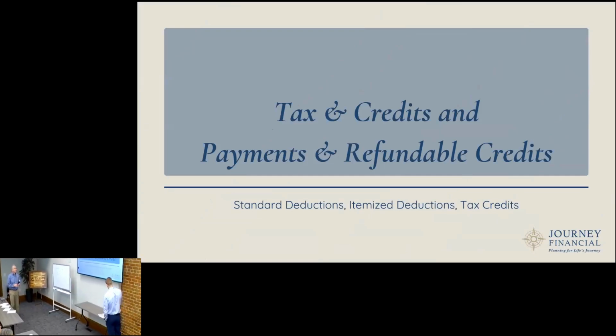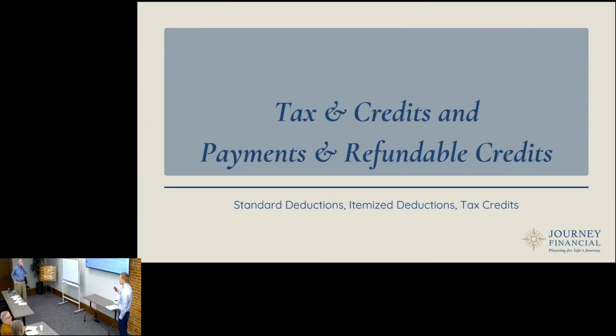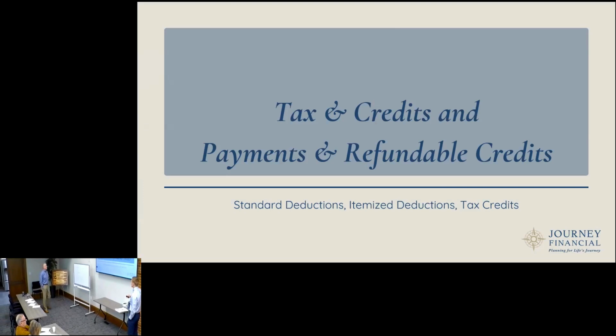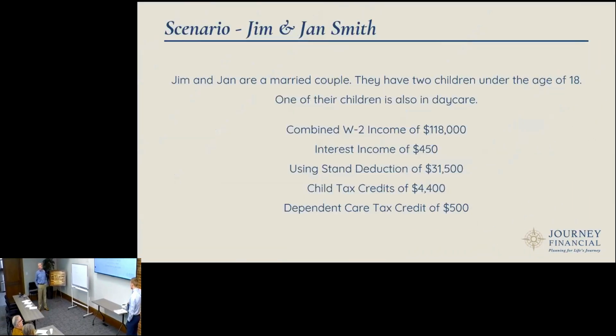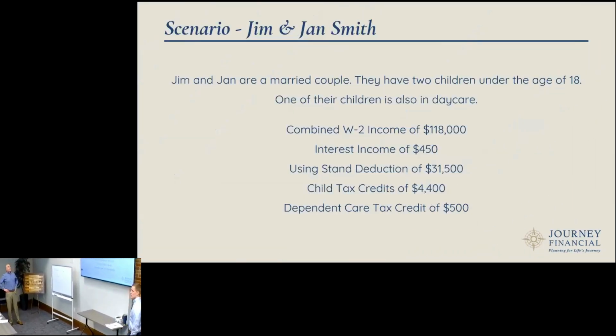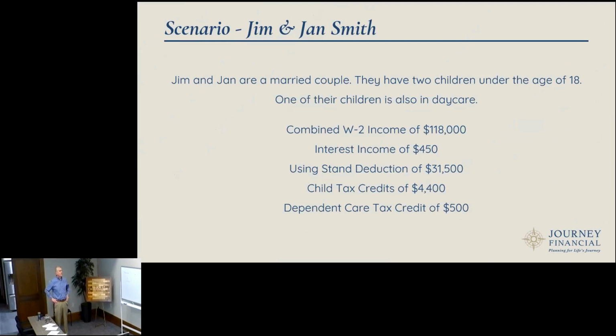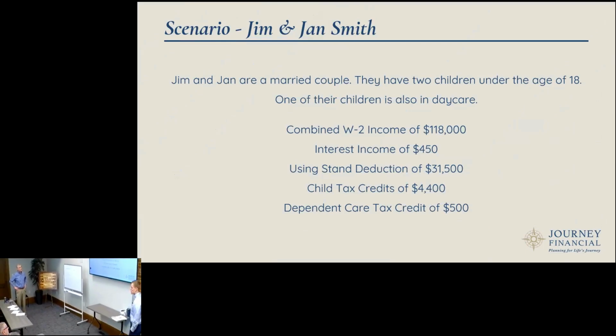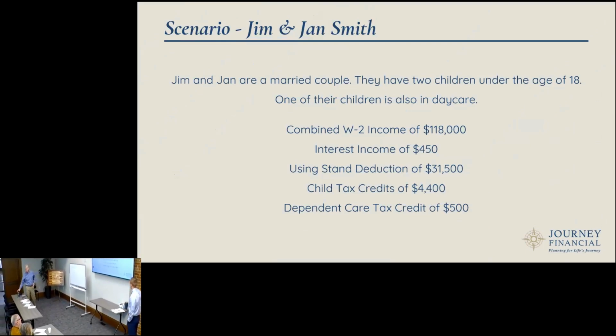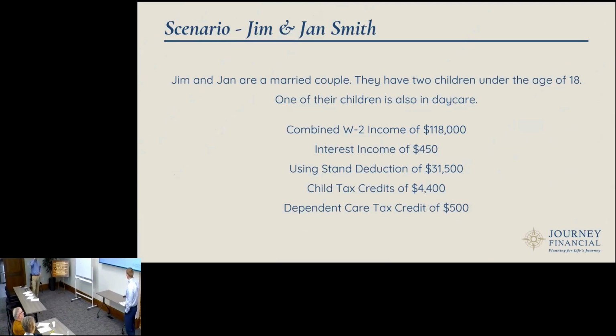Okay. So next we're going to move from the income side to how it's actually taxed and get into some of the deductions and credits. And again, we're going to go through just another scenario to explain all this. This is going to be a younger couple, Jim and Jan, with 2 children under the age of 18, which is an important distinction. And just say one of the kids is in daycare, which is another important distinction as well.